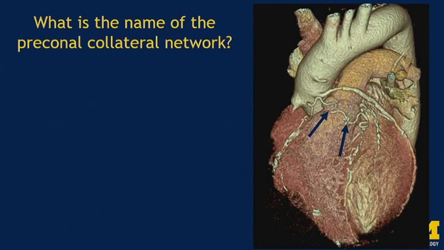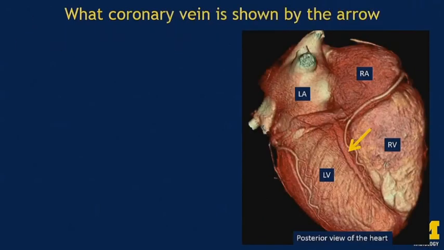So here is the first case, and you're looking at a volume rendered image. The arrows are pointing at a very tortuous collateral structure. So what is the name of this preconal collateral network? Just think about it in your minds. As I said, we'll talk about these later. So here is the posterior view of the heart. The arrow points to a vein. So the question is, what is this coronary vein?